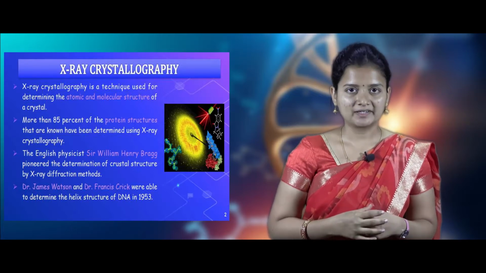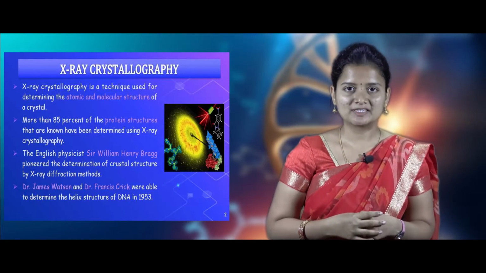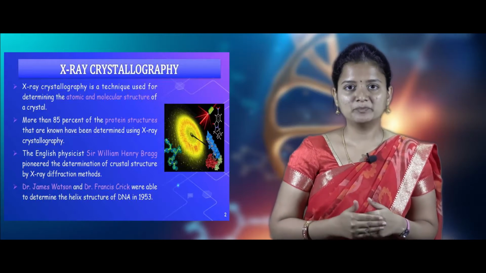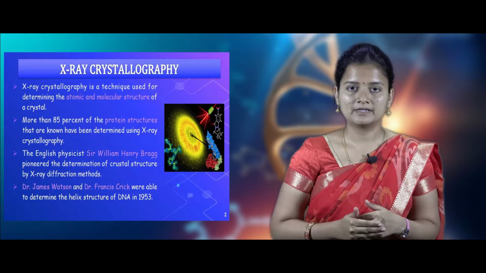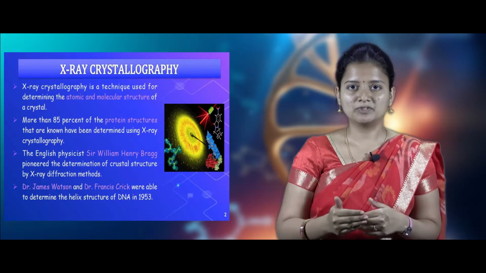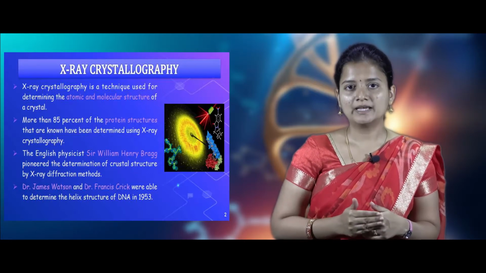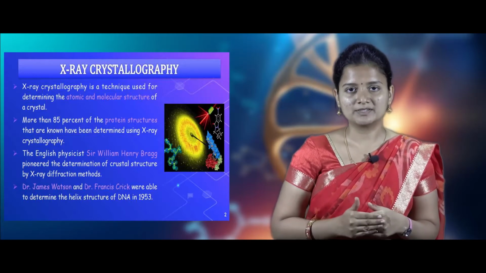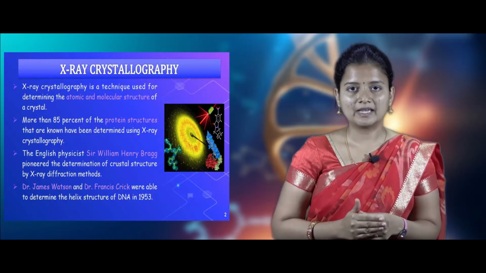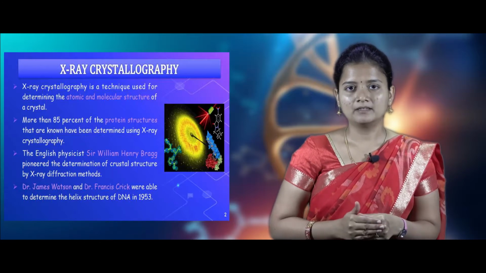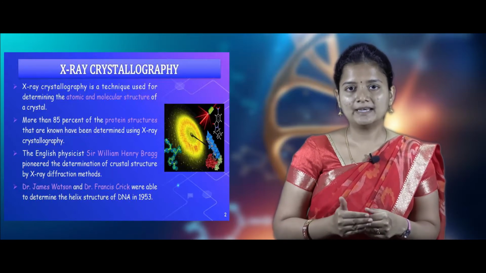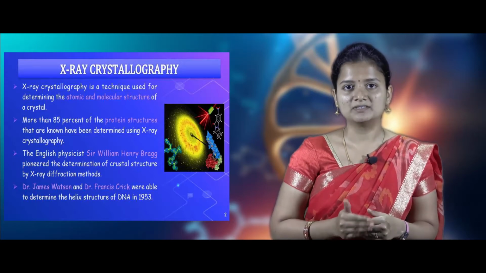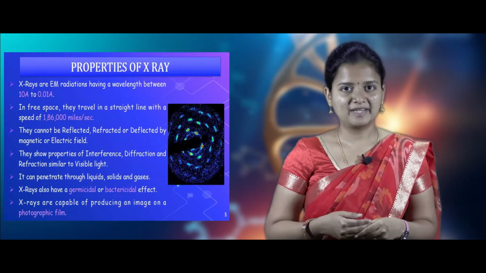X-ray crystallography is a technique where the atomic and molecular structure of a crystal can be determined. When X-rays hit the crystal, they cause the diffracted beam to reflect in all directions. More than 85% of protein structures were determined with the help of X-ray crystallography. Sir William Henry Bragg was the first person to determine a crystal structure with X-ray crystallography. Then Watson and Crick developed the DNA helix structure with the help of the X-ray crystallographic method in the year 1953.